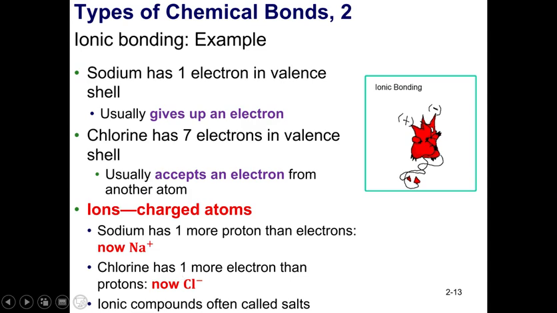So ionic bonds are basically created when the elements or the molecules are either gaining electrons or losing electrons. If we remember, electrons are negatively charged, so that's basically what we're talking about.